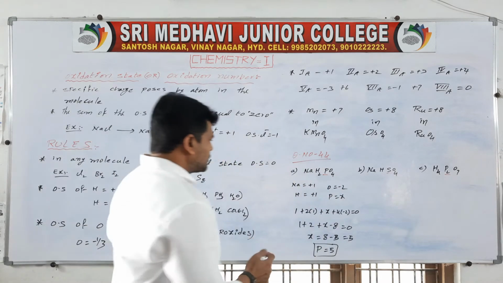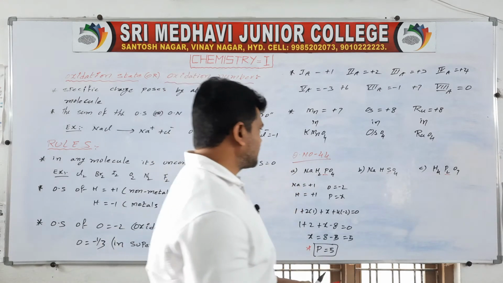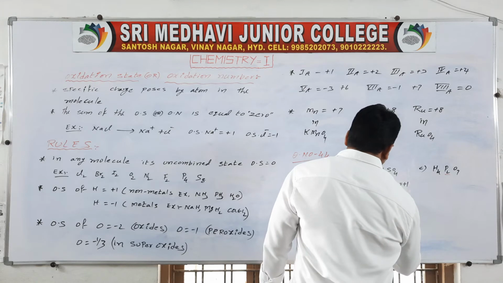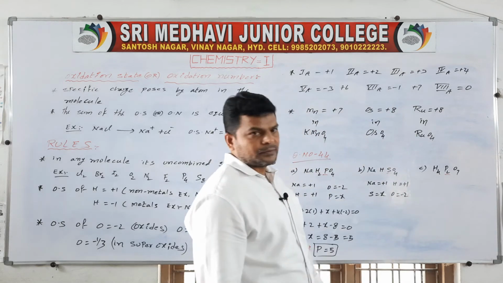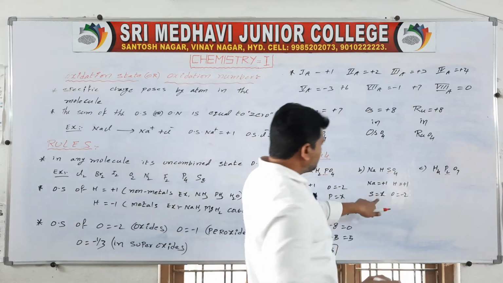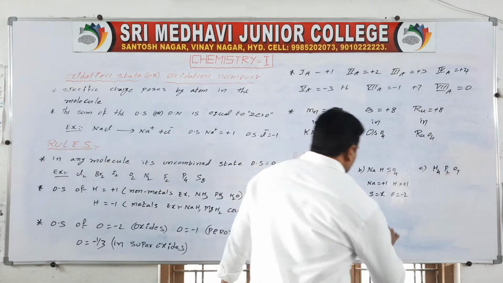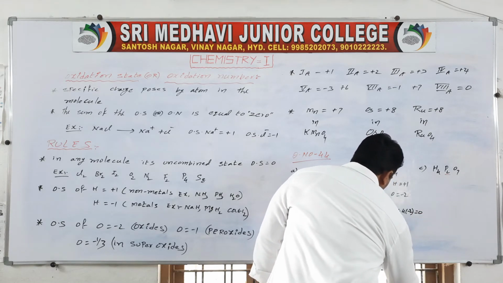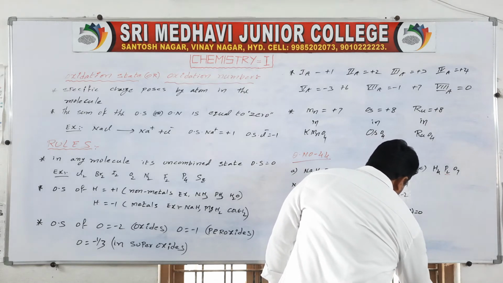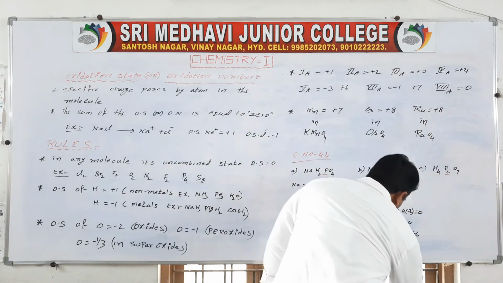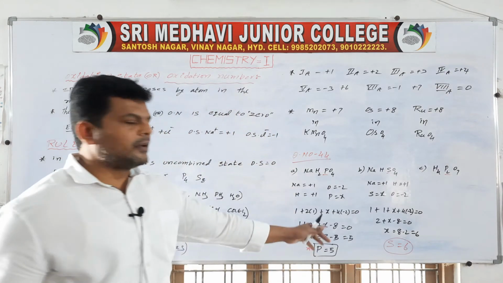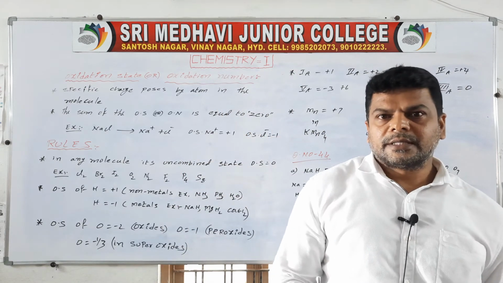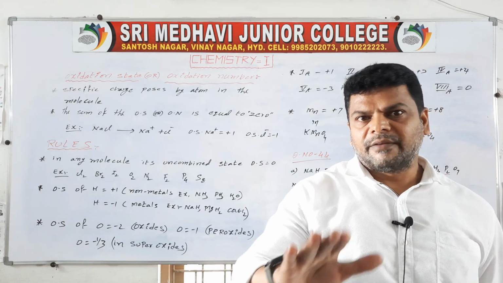Okay, so this is the oxidation state of phosphorus. Next, this one: sodium plus 1, hydrogen plus 1, sulfur X, oxygen minus 2. Now substitute. Why are we taking sulfur as X? Because we have to calculate it. 1 plus 1 plus X plus 4 into minus 2 equals 0. So 2 plus X minus 8 equals 0. So X equals 8 minus 2, which is 6. So sulfur equals 6. Is it right? Yes, because sulfur belongs to group 6A, and it shows a maximum oxidation state of plus 6. If it exceeds that, it is wrong.